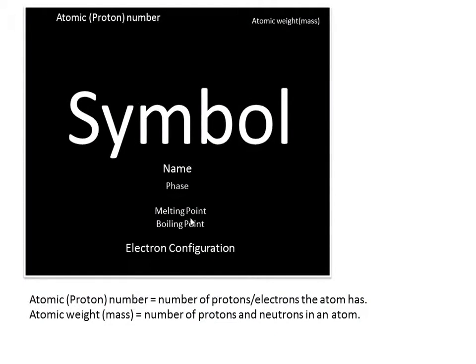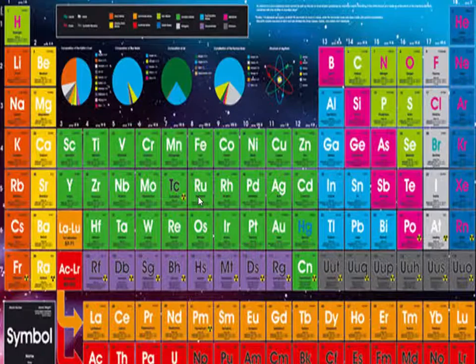Phase, melting point, and boiling point you probably don't need to know. And when it says phase, it just means phase at room temperature. And electron configuration you will need to know. You won't be able to see it though, because it's so small.